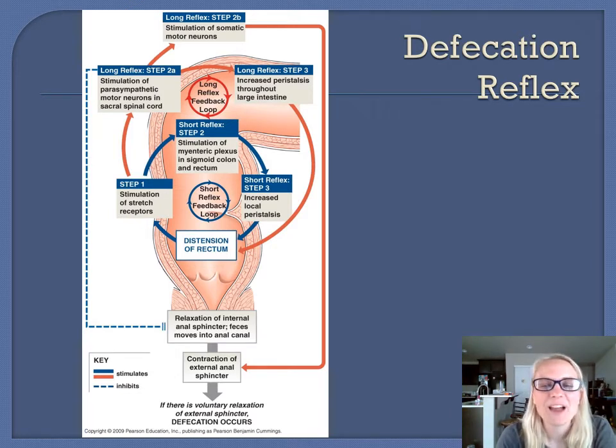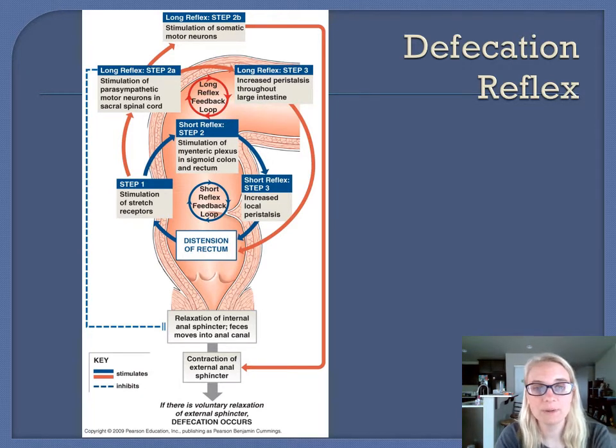It was fun. Okay, so this is a defecation reflex. This is one of our positive feedback mechanisms. So we've got a lot of examples of negative feedback under our belt. This is one of our positive feedback. So remember, we had bleeding, or the platelet plug was a positive feedback mechanism.